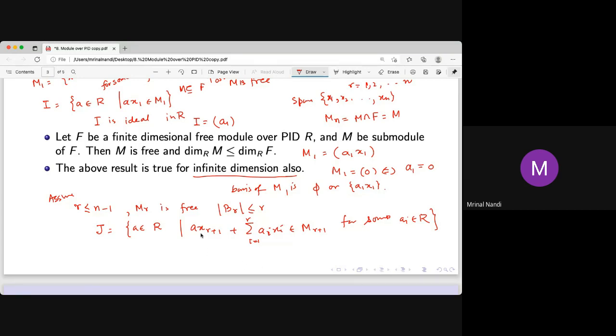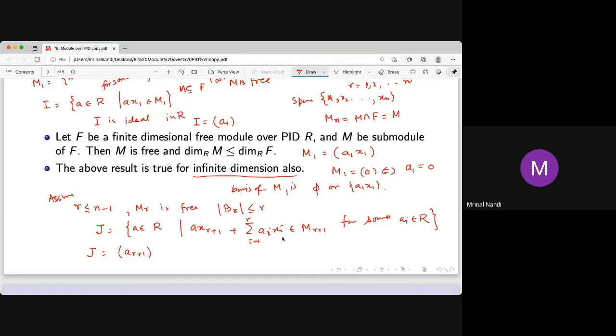So we took only those elements of R, and again this is an ideal, like in case 1. Since it is an ideal, it is generated by a single element, say x a_{r+1} for some a_{r+1}. Now, if a_{r+1} is 0, then M_r and M_{r+1} are equal. So if x_{r+1} is 0, a_{r+1} is 0, then there is no new contribution, and M_r and M_{r+1} are the same.